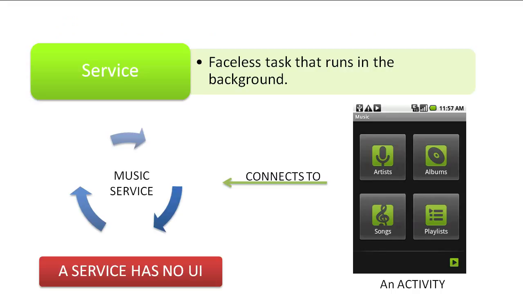The third is a service. A service is a faceless task that runs in the background of Android. The perfect example of this is the music service. When we start the music application, the music that was playing at that current point in time isn't actually running in the foreground. It's actually running in the background on a service. The music application just connects to the background service and sends it messages telling it what to do. You need to pause, stop, fast forward, rewind, etc. So the important thing to note here is that a service has no user interface whatsoever.